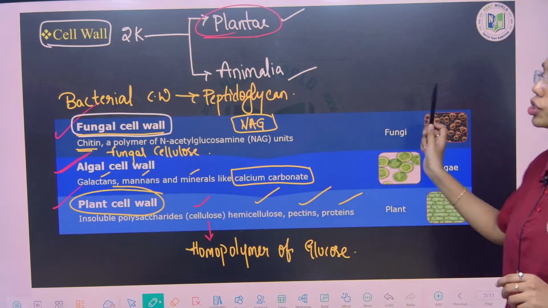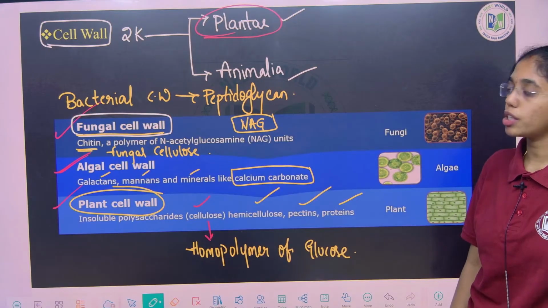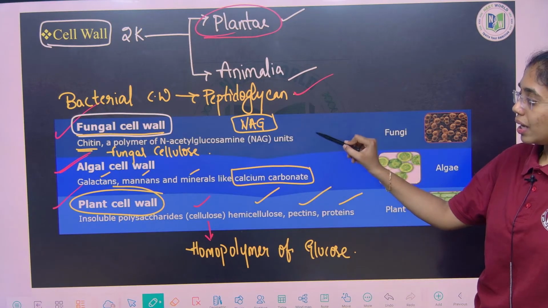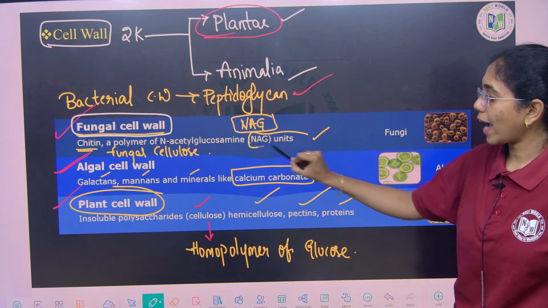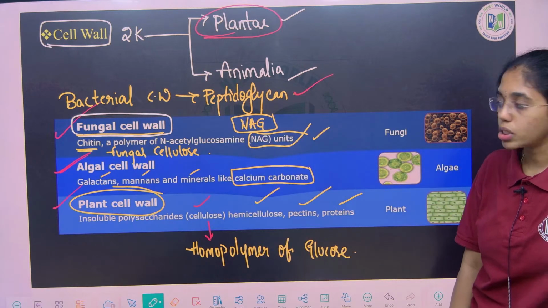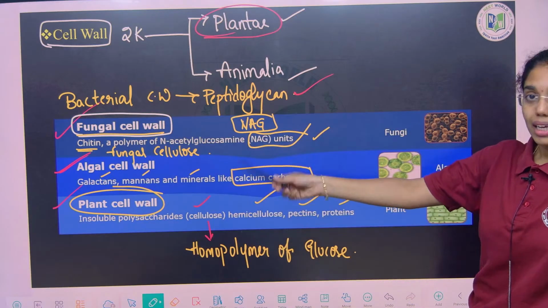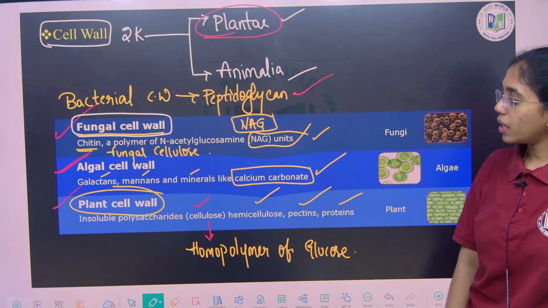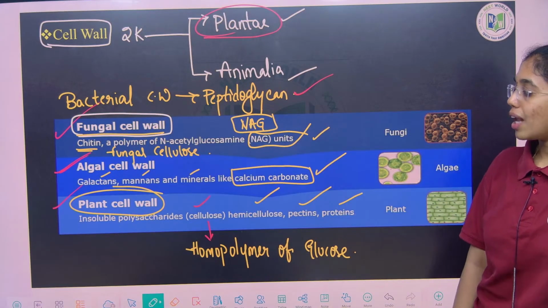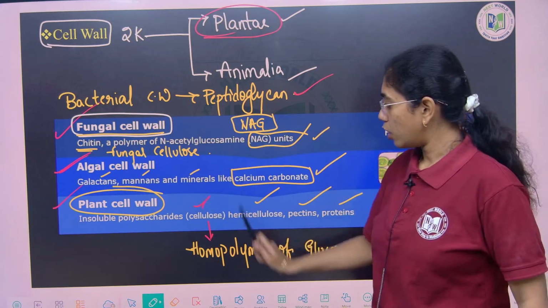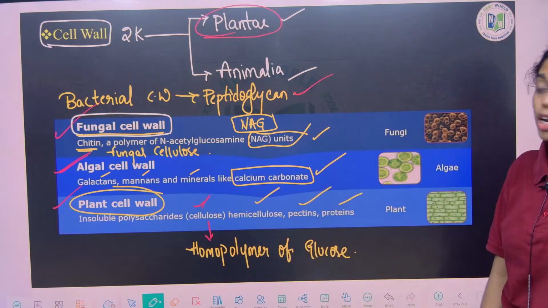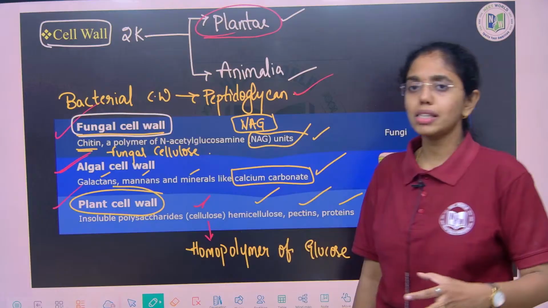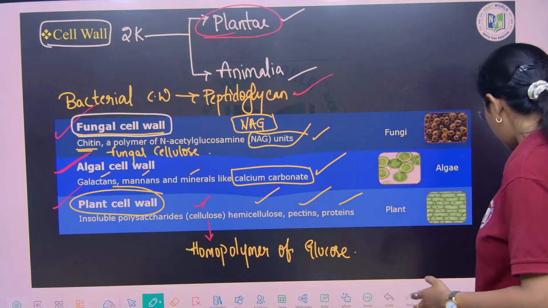All the compositions are very important. Bacterial cell wall composition, peptidoglycan. Fungal cell wall is chitin, which is of NAG units, that is N-acetyl glucosamine. Algal cell wall, galactans, mannans, minerals like calcium carbonate. Plant cell wall has insoluble polysaccharides like cellulose, hemicellulose, pectins and proteins. Cellulose is a homopolymer of glucose. Clear, right? These are the compositions of different cell walls.